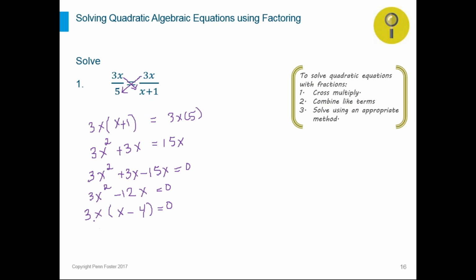So when you end up with a factor times a factor equals zero, the property says that either the first factor equals zero, or the other factor has to equal zero, in order to give us the zero on the right-hand side of the equation. And from there we solve. Divide over 3 and over 3, then x equals 0. That's a value of x. A second value of x would be x equals 4.